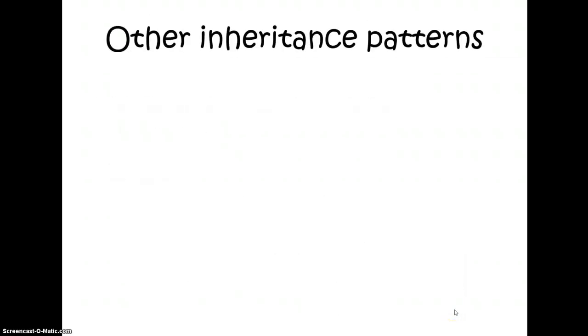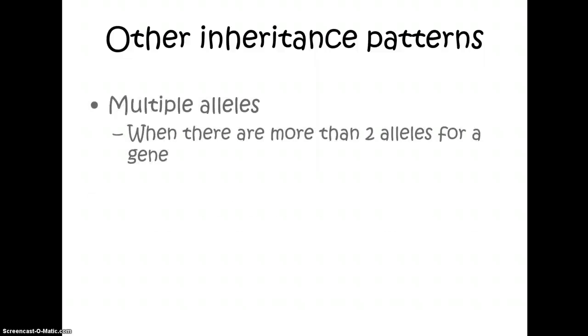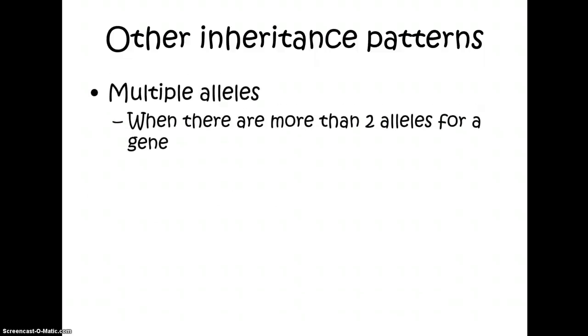Okay, so there are other inheritance patterns that we see in genetics. There are actually multiple alleles for certain genes. Okay, what does multiple alleles mean? Well, it means when there are more than 2 alleles. So everything we've talked about so far, we've had a dominant and a recessive. Sometimes we've had incomplete dominance, where those traits kind of mix together, and codominance, when both of those traits are physically present. Well, sometimes some genes have more than 2 alleles.